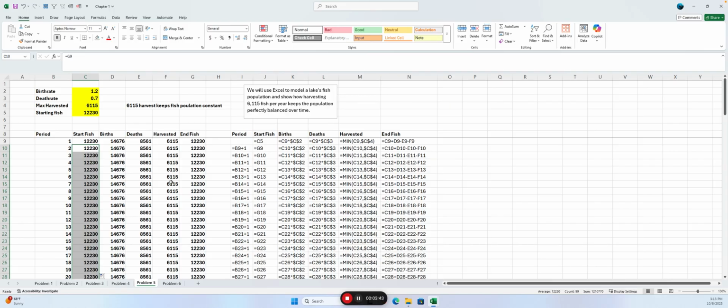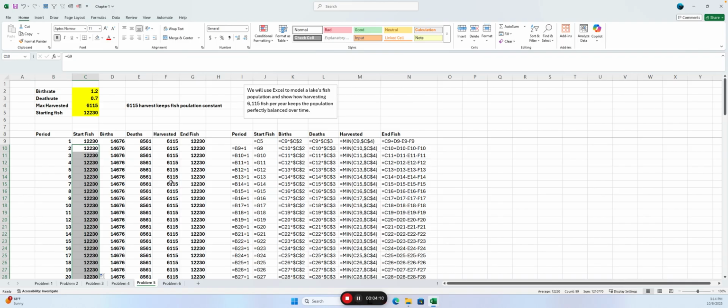If we were to harvest more than 6,115, the population declines every year until the lake runs out of fish. If we harvest less, the fish population grows exponentially. So this model shows how ecosystems can reach a stable equilibrium and how delicate the balance is.